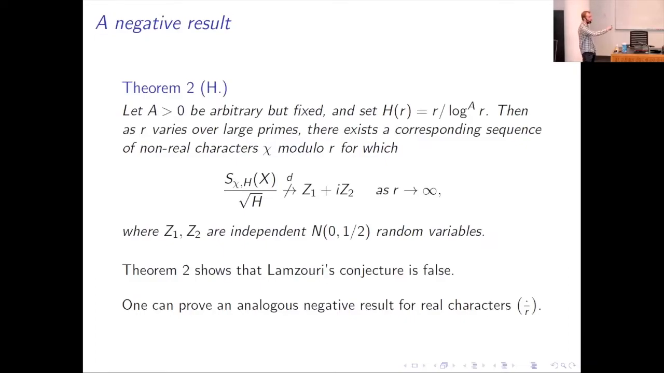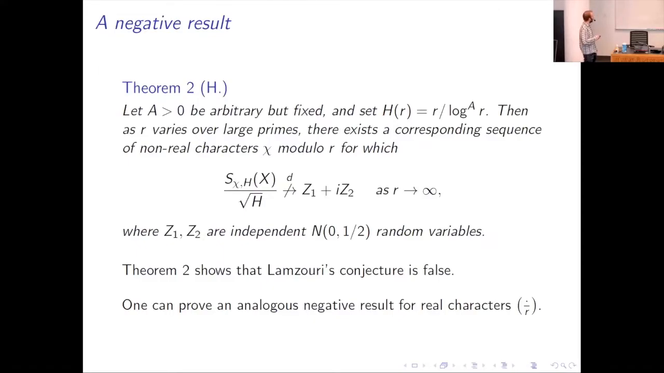So as r goes to infinity, I can find a bad character mod r. When I go along this sequence, there are actually lots of characters. And I stated this in the complex case, but you can do the same thing for real characters. For real characters, there's only one Legendre symbol mod each prime r, but there's a bad subsequence of primes r, so that when you go to infinity along this bad subsequence, you don't get convergence to the Gaussian.